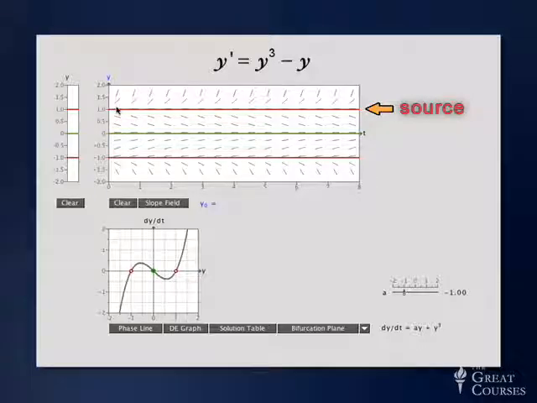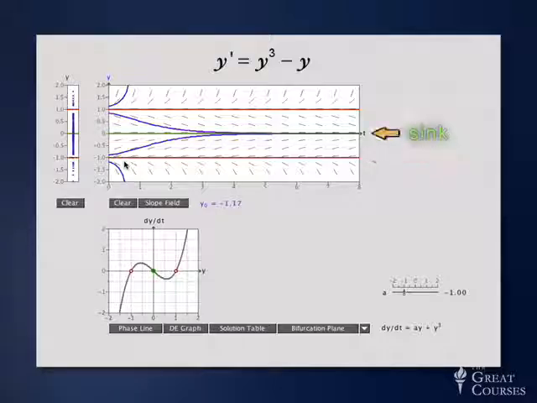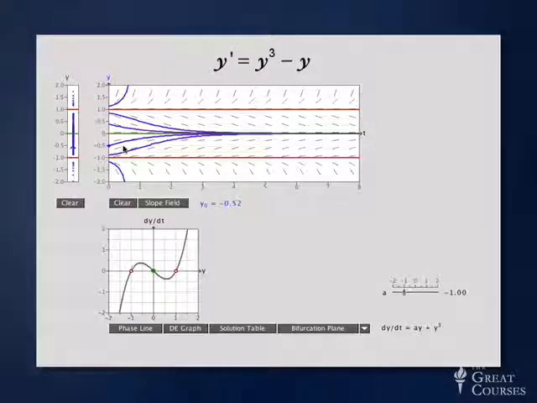1 is a source. Solutions move away. Minus 1 is also a source. Derivative is positive there. Solutions move away. And the equilibrium point at 0, derivative less than 0, is a sink. And again, there are no equilibrium points in between these equilibrium points, so we know everything. We know what's happening to all other solutions.